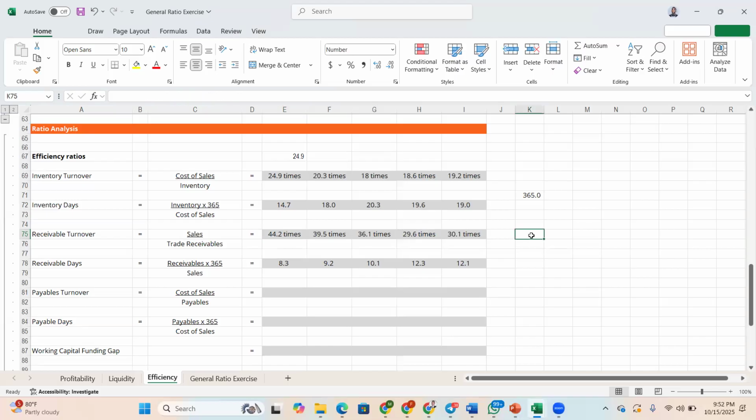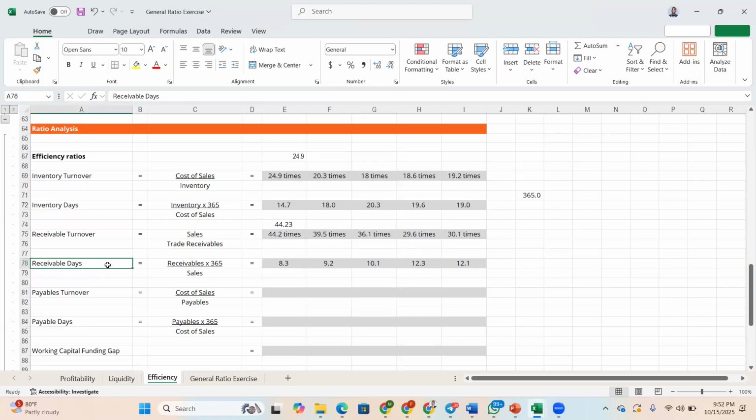Now, if you say that 365 divided by 8.3, yes, you get 44.2. So it's still the same thing. Your receivables turnover and receivables days are measuring the same thing, but receivables days is saying how long will it take your customer to pay you? It will take your customer 8 days.